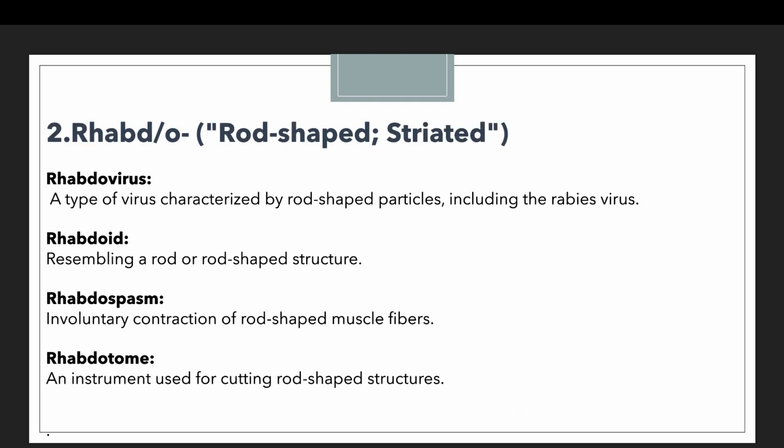Then we have another example, which is rhabdo. Now what is rhabdo? Rhabdo is a prefix that is used to showcase something as a rod-shaped structure.